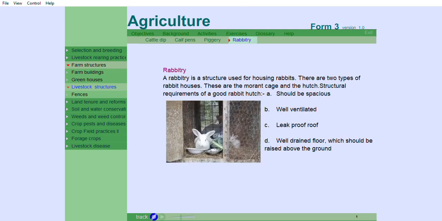Rabbitry. A rabbitry is a structure used for housing rabbits. There are two types of rabbit houses. These are the morant cage and the hutch. Structural requirements of a good rabbit hutch are: should be spacious, well ventilated, leak-proof roof, well-drained floor which should be raised above the ground.